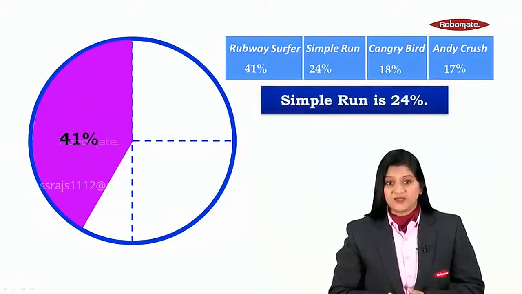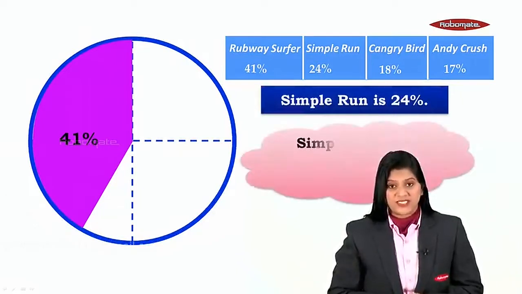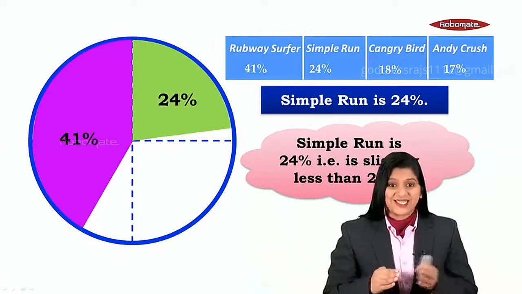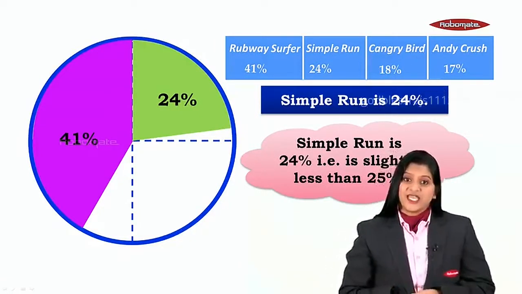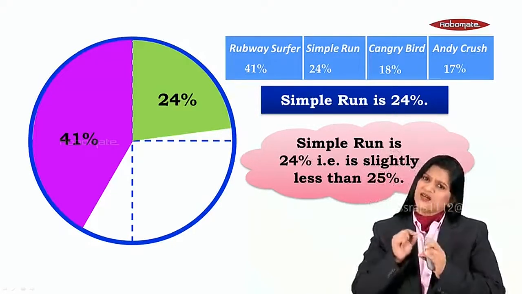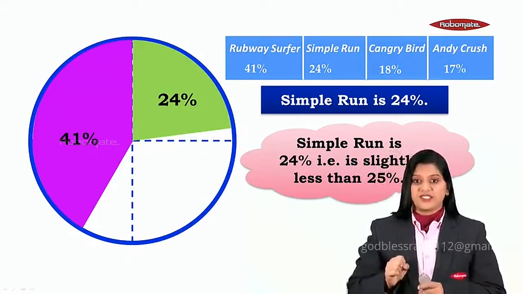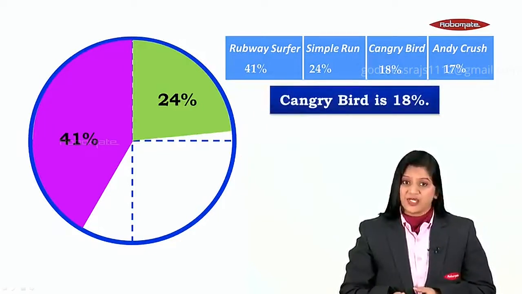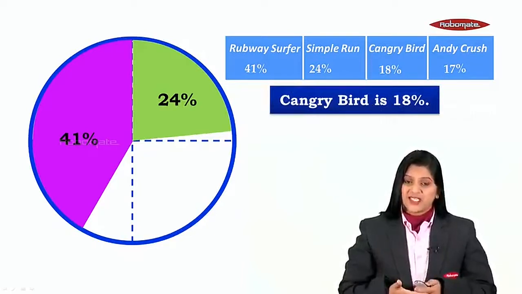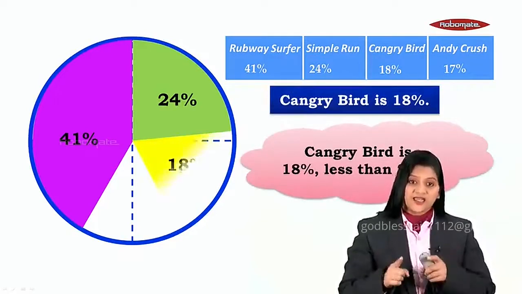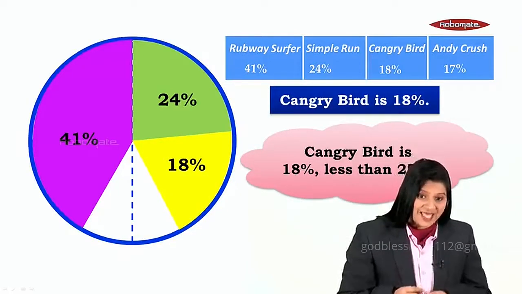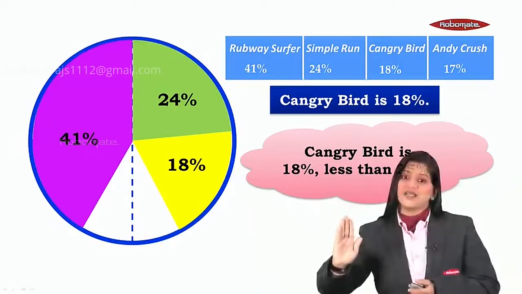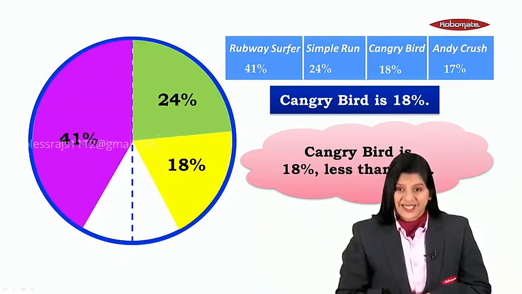Now, the next game is Simple Run, 24%. That is slightly less than 25%, and that is how you will mark a little less than the 25% sector. Now, let's take the next example, Kangaroo Bird, that is 18%. Understand that again, Kangaroo Bird is 18%, less than 25%, and that is why you will mark less than 25% again.